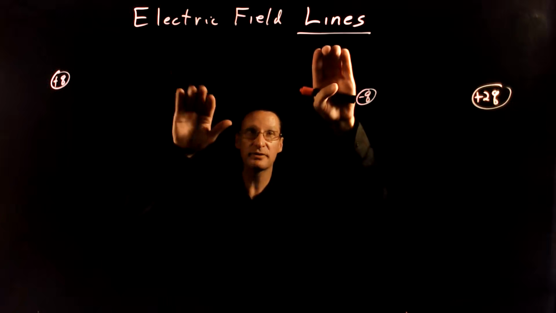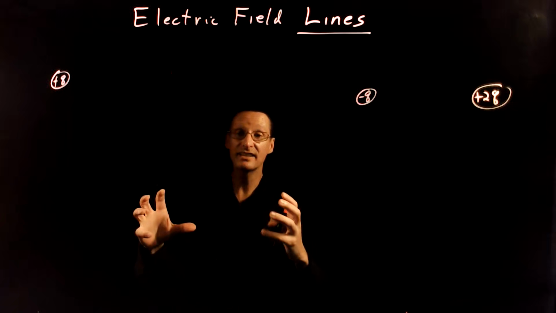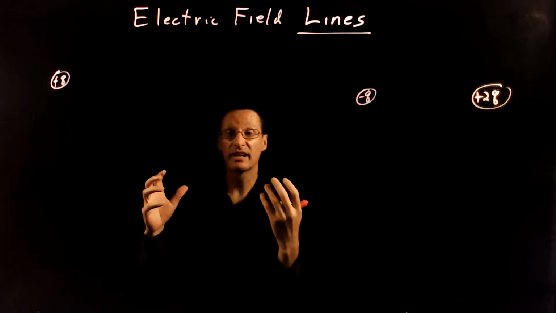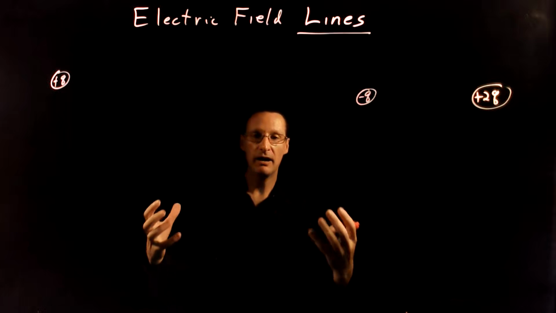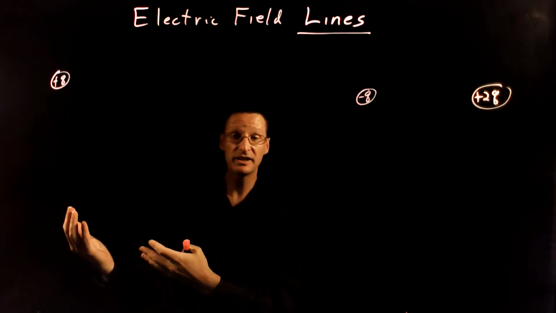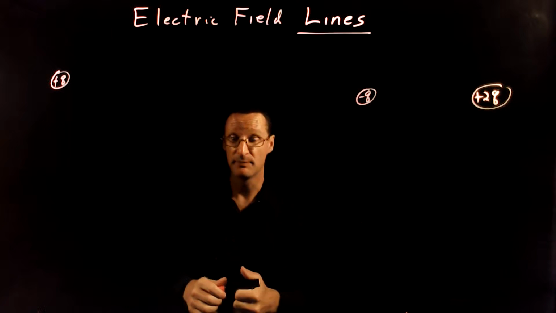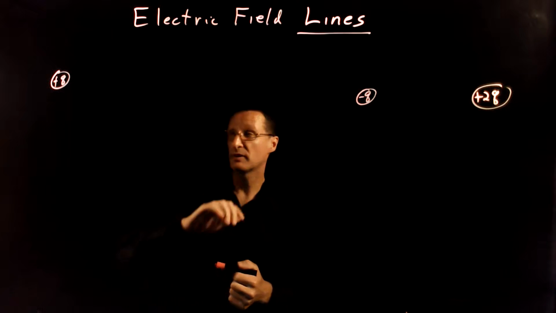Let's talk about electric field lines. Now, electric field lines are a way to extend the ideas that we talked about with electric fields, but they're so powerful because you can use them to conceptually understand a situation just by making a simple drawing or interpreting a simple drawing. So let's get started in understanding what these are about.